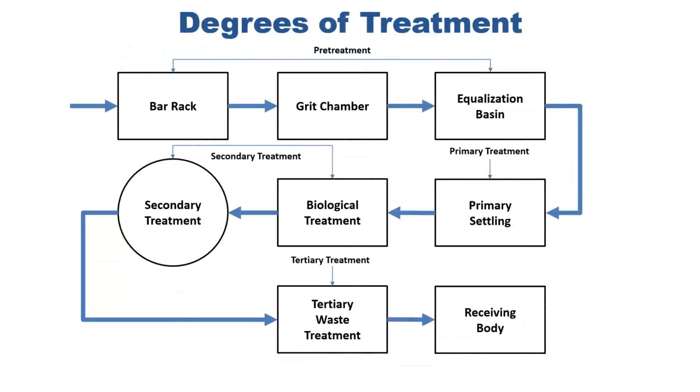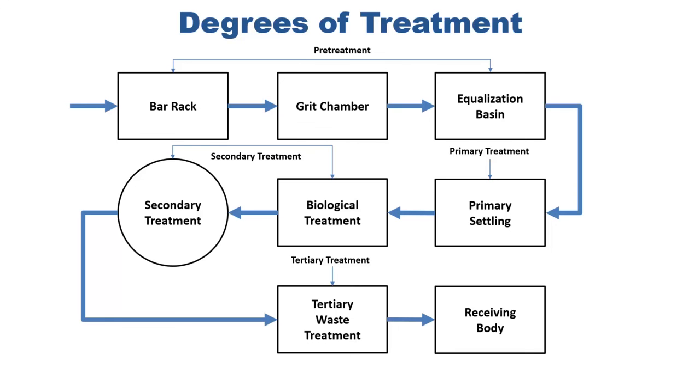And this is the degrees of treatment specifically used in many cities. As you observed, the degrees of treatment consist of 4 parts: the pre-treatment, primary treatment, secondary treatment, and the tertiary treatment. For pre-treatment, it consists of bar rack, grit chamber, and equalization basin. For primary treatment, it has a primary settling. For secondary treatment, biological treatment, and the secondary treatment specific process. And for the tertiary treatment, we have the tertiary waste treatment prior to the receiving body.